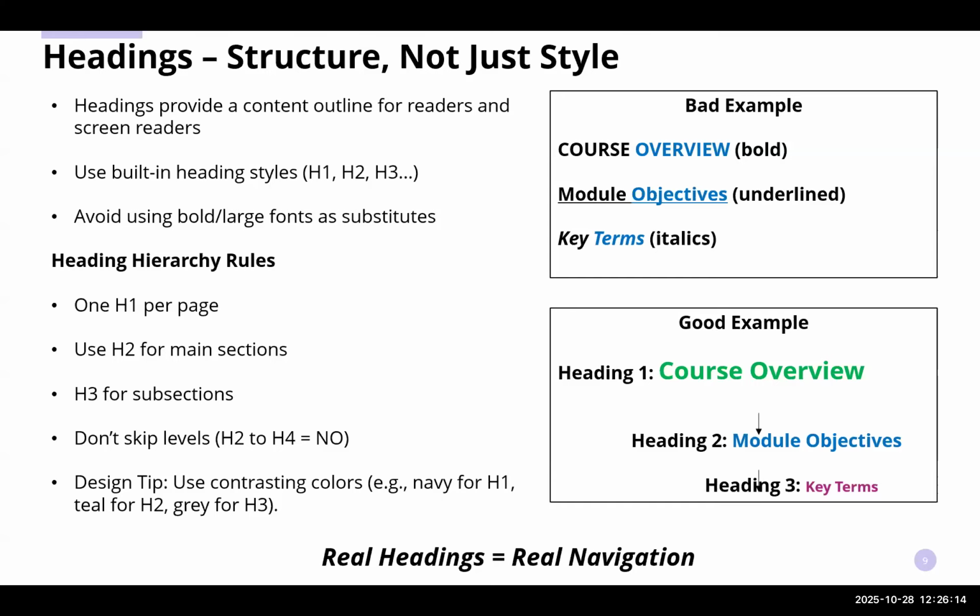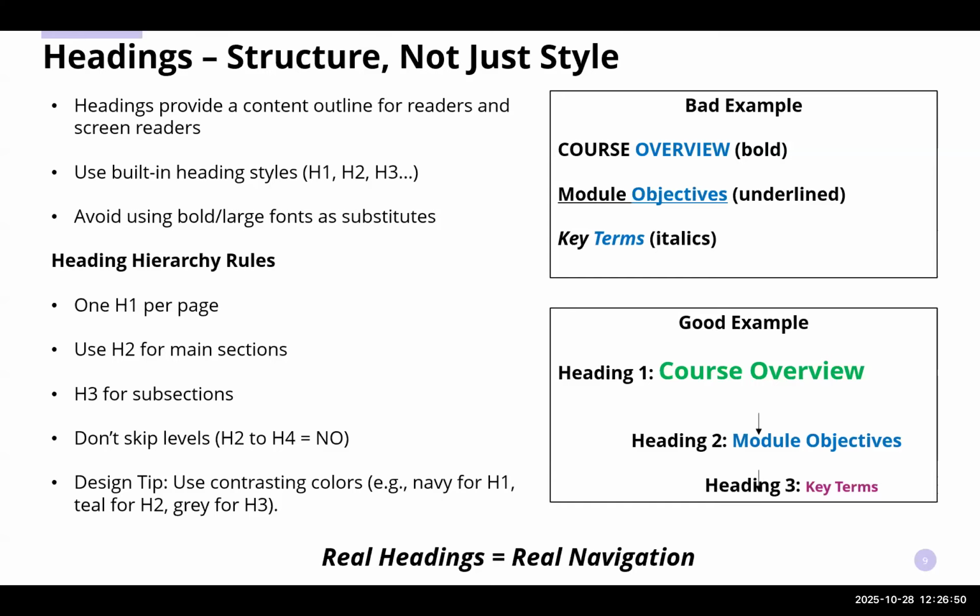Users can jump from section to section, and students can find exactly what they need without scrolling endlessly. Think of Heading 1 as the main title, Heading 2 as major sections, Heading 3 as subsections, and so on. It's also very important to keep the order logical and not to jump from Heading 2 straight to Heading 4. Assistive technologies, or people who use screen readers, rely on that sequence to understand the hierarchical order of your document.